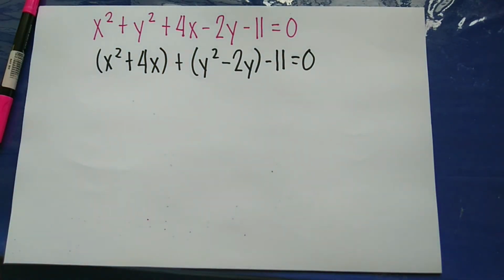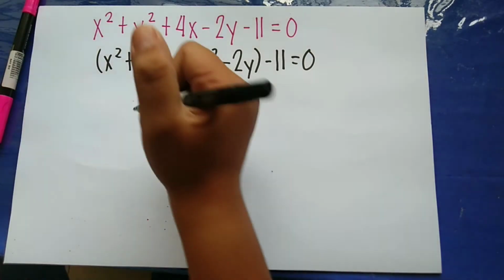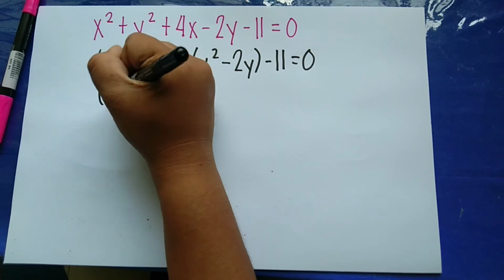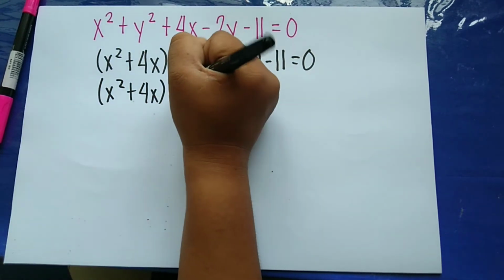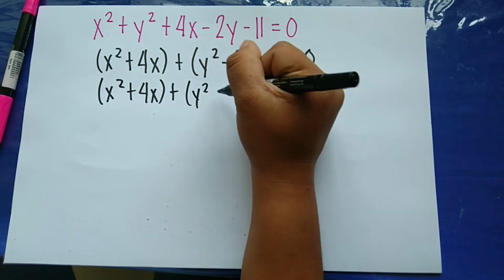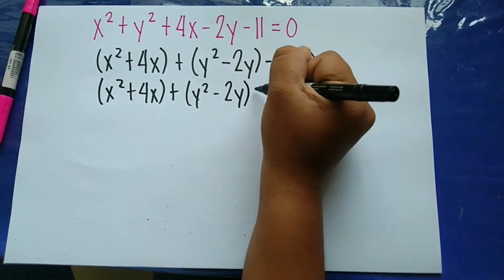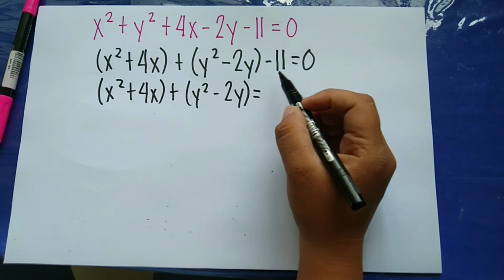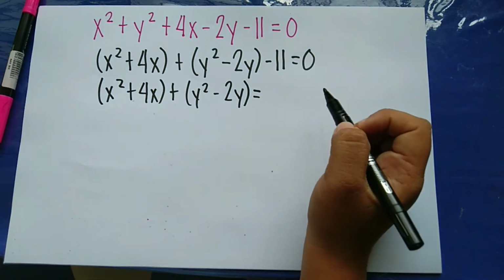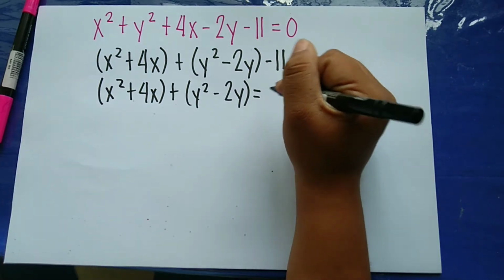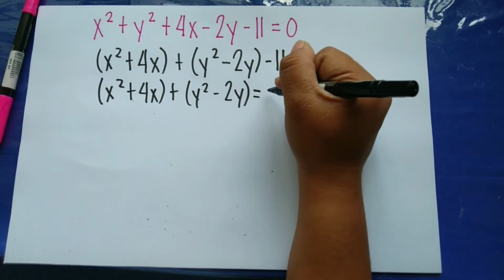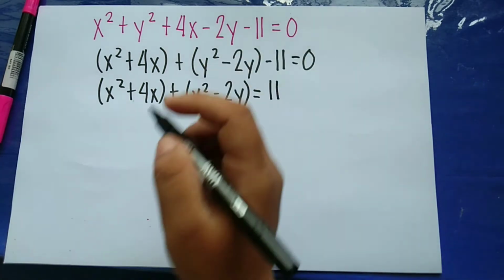Step number 3, move the constant term to the right side of the equation. We will just copy x squared plus 4x plus y squared minus 2y. Then we will transpose negative 11 to the other side of the equation. So, since we will transpose it from negative 11, it will be positive 11.